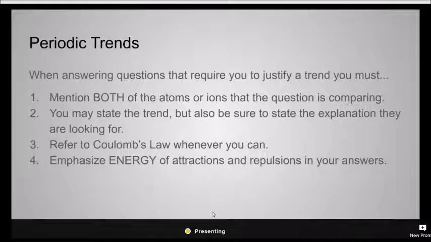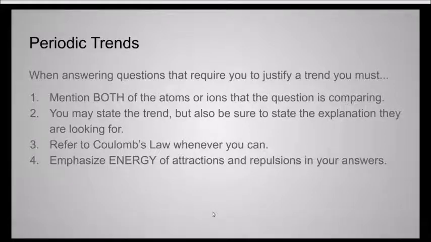So this is from last week. Just remember that when you answer questions that require you to justify a trend, you have to talk about both things, so not just one atom. You have to state the explanation they're looking for. So you can't just say to the right and up. You have to explain what you're talking about. You're going to try to refer to Coulomb's law as much as possible and emphasize the energy of attractions of protons and electrons, and maybe repulsions. Maybe you're doing that, so protons and protons.